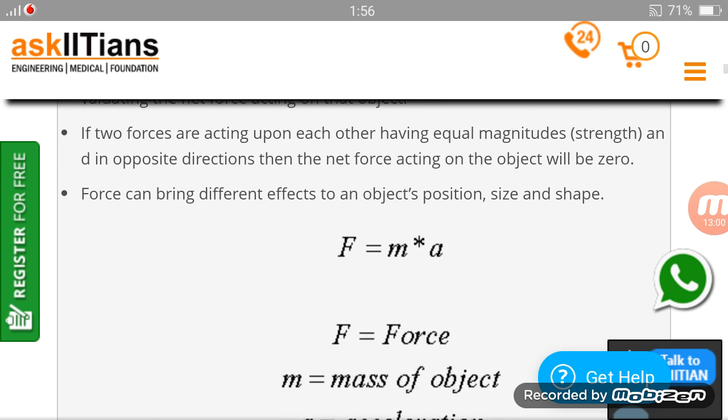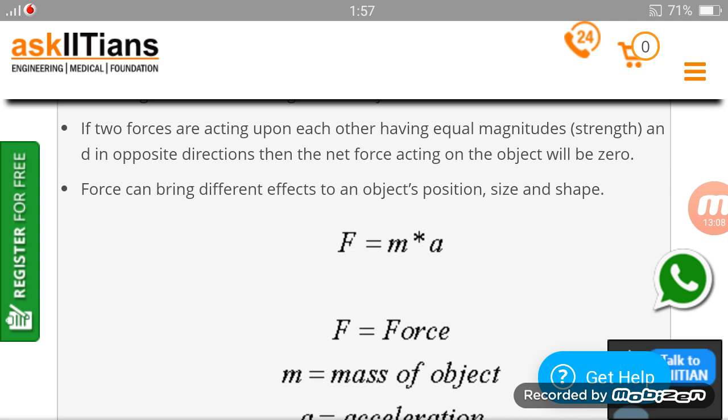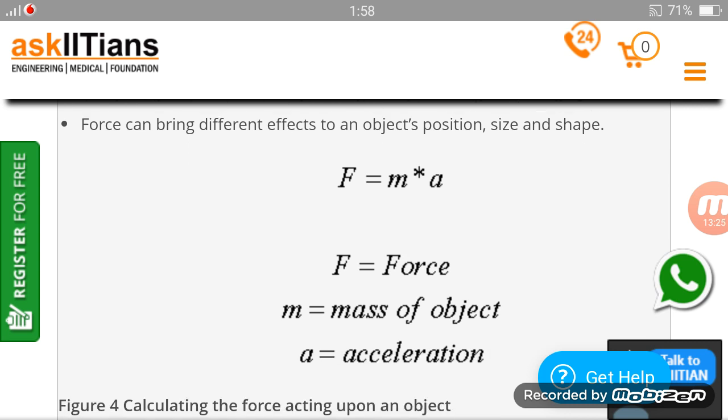If two forces are acting upon each other having equal magnitudes, or strength, and in opposite directions, so this point is if two forces are acting having equal magnitudes, meaning from both the sides equal force or equal strength is applied, then the net force will be 0, meaning the object will not move and the force will be 0.